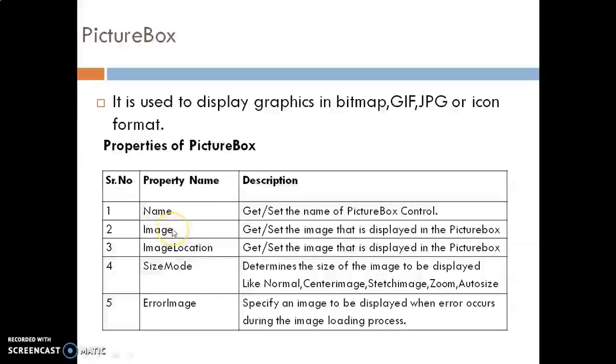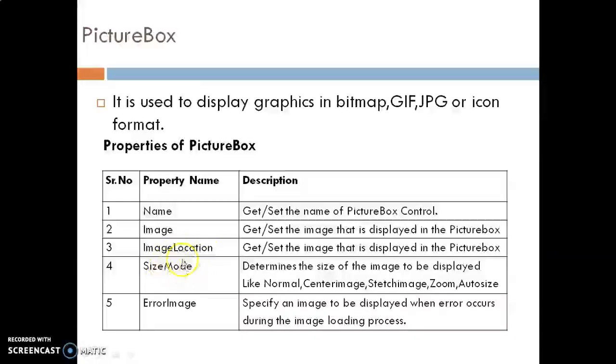Then second property is image. This property is used at runtime and design time both. It is used to set the image that is displayed in the picture box. This is the main property of our picture box control. Then third property is image location. This is similar to the image property. It is used to get or set the image that is displayed in the picture box control.